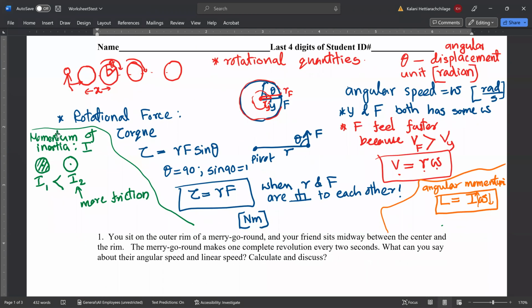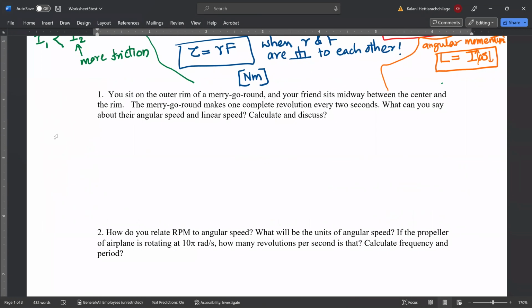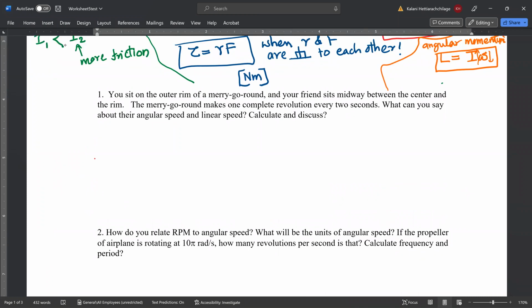Okay, so now let's directly move into our questions. My first question is, you sit on the outer rim of the merry-go-round. It's the same example that I did earlier. You're going to sit on the outer rim somewhere here. This is you. And it's very important that you read the question very carefully: outer rim of the merry-go-round, and your friend sits midway. I can give you, your friend sits one-third of the way, or I can give you, your friend sits in the middle, right? According to that, you need to answer the question correctly, right?